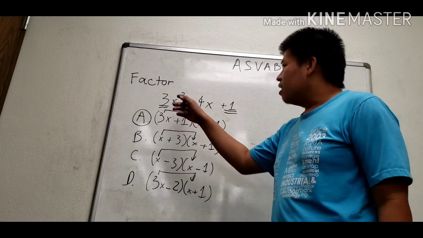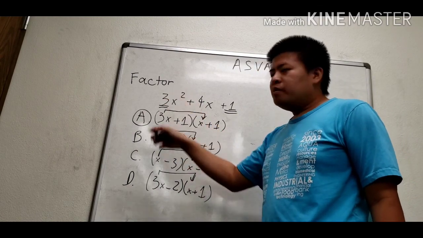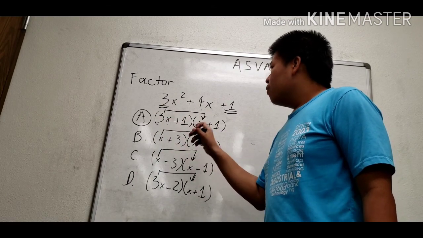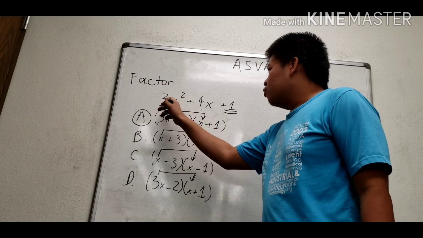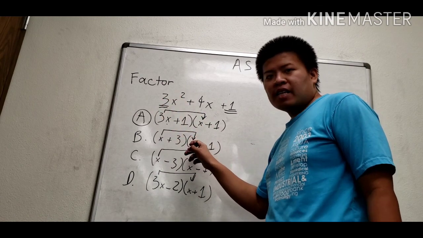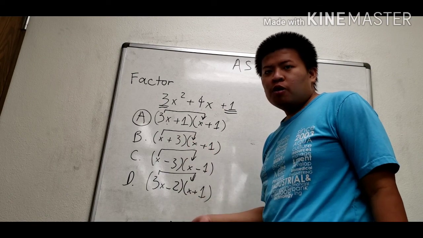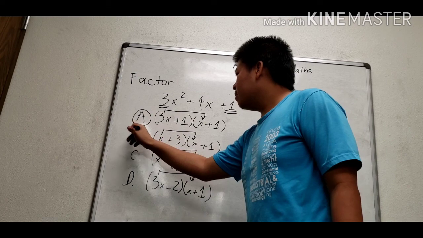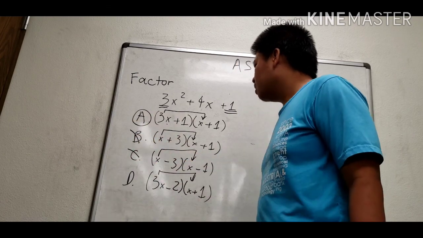Why? Because s power 2 means there are 2 s's in here. If we don't see the 3s power 2, for example, s multiplied with s is still s power 2, but we don't see the number 3 in here, so we can eliminate B and C.